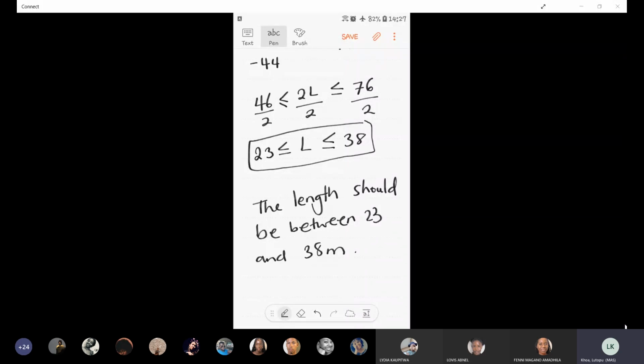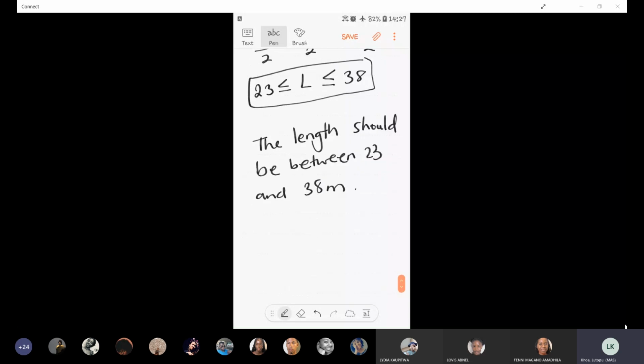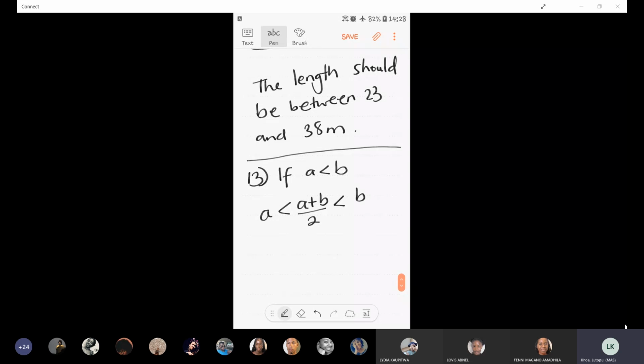And I want to do one more, number 13. Number 13, we are told that if A is less than B, can you show that A is less than A plus B over 2, which is less than B? So here, I think you can try it with any two numbers you can think of, just to check that this is true.